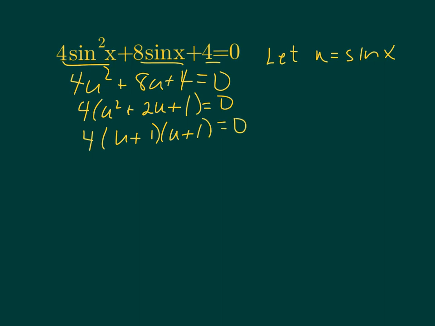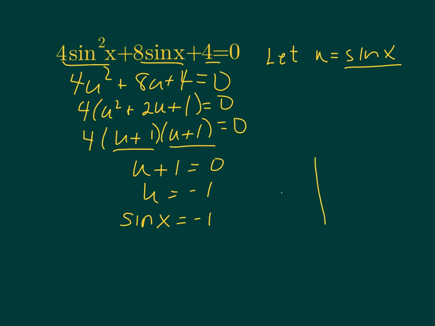And if I am solving this using the zero factor property, then what we have is u plus 1 equals 0, or u equals -1 as our solution. But remember that u is equal to sine x, so this is actually sine x equals -1. And we know that sine on the unit circle is given by our y value, and so the place that the y value is equal to -1 is down here at 3 pi over 2.